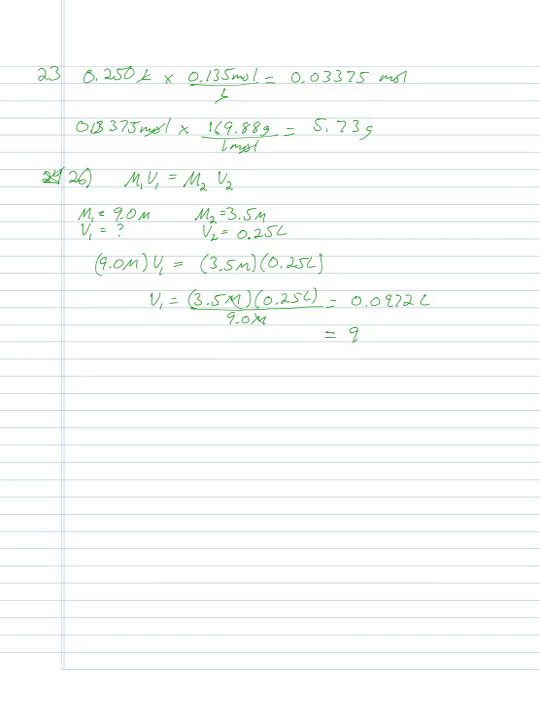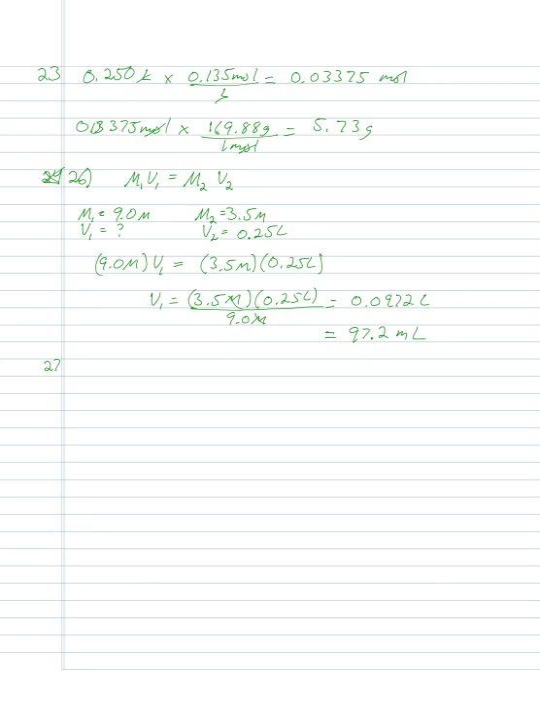Yep. Okay, so for 26, we're just doing a dilution problem here. We're going to take 9 molar H2SO4, and we want to make 0.25 liters of a 3.5 molar H2SO4. So we're going to take 9 molar sulfuric acid and dilute it down to a 3.5 molar sulfuric acid. So we've got to add some water. Now notice that it asks you for milliliters at the end, so it's just something you got to watch out for in your final answer.